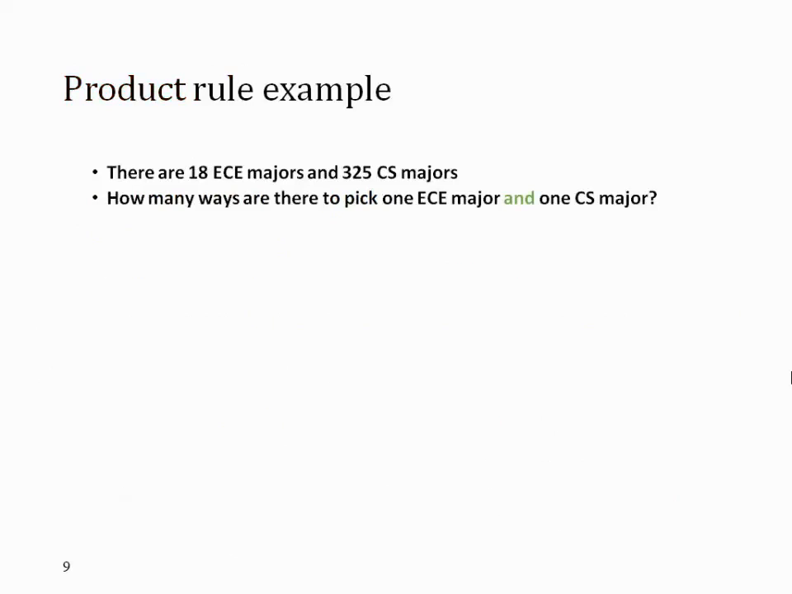Here there are 18 ECE majors and 325 CS majors. How many ways are there to pick one ECE major and one CSE major? You have to choose one from ECE and one from CS, and that is a combination, one followed by another. So in such cases, the total is 18 into 325, which is 5850 ways.